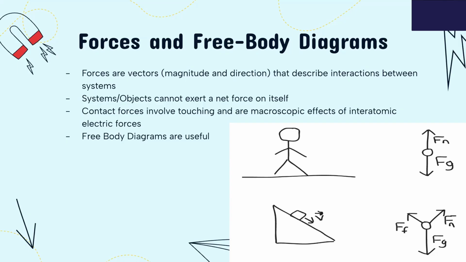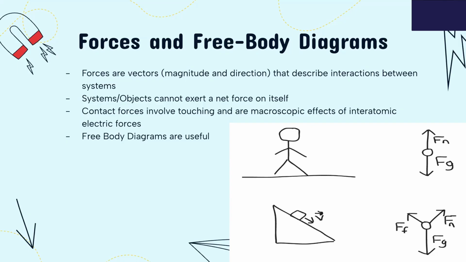Contact forces involve touching and are macroscopic effects of interatomic electric forces. We often use free body diagrams to represent a system. So here we have this person standing. The only two forces exerted are the normal force upward and the force of gravity downward. And because he's not accelerating, they're equal.